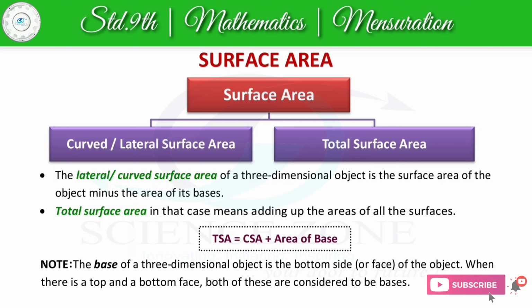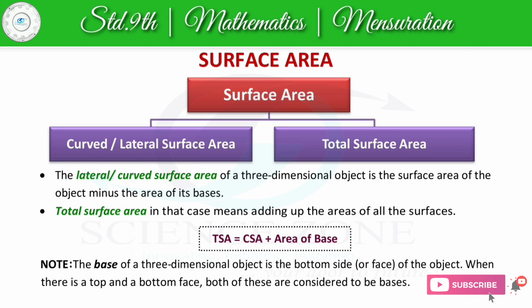Surface area. For 3D shapes which have base, there are 2 types of surface areas: curved surface area, or we can call it lateral surface area, and total surface area. First of all, what is a base? The base of a 3D object is the bottom side or bottom face of that object. Or in a simple way, we can say the face on which the solid can stand is called its base. Sometimes a solid can have a top as well as a bottom. Then we say it has 2 bases.